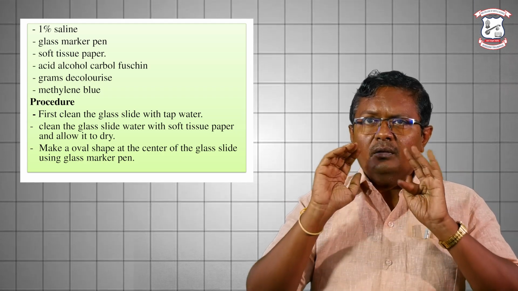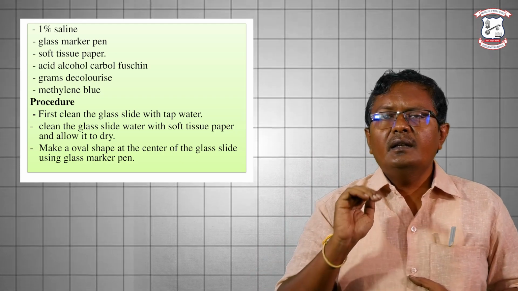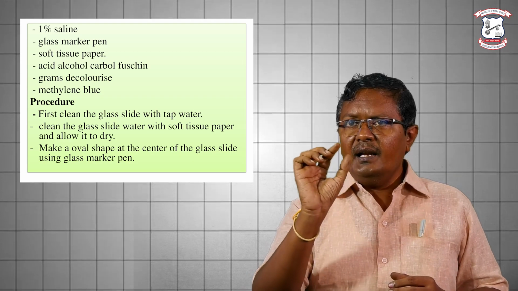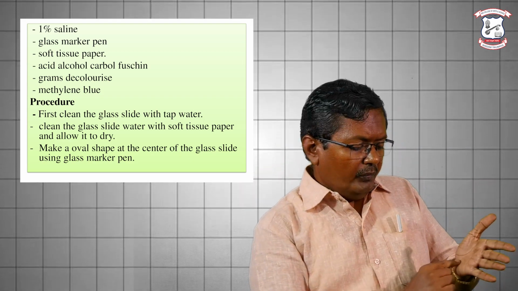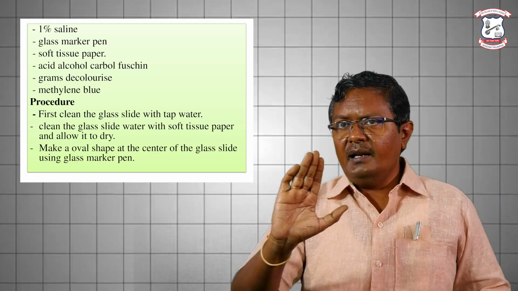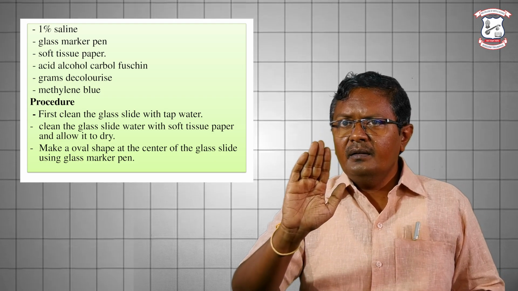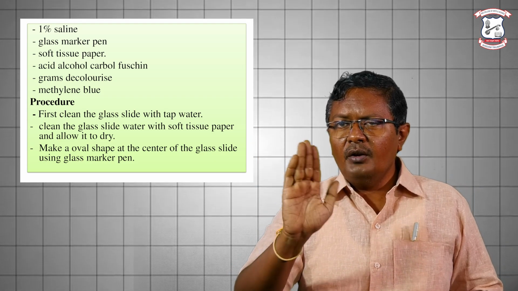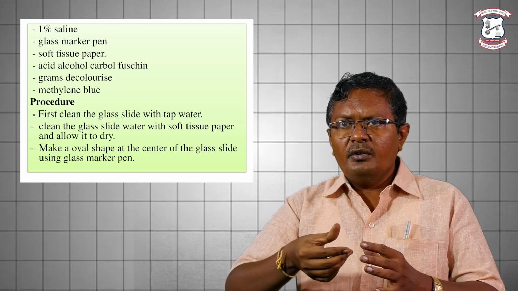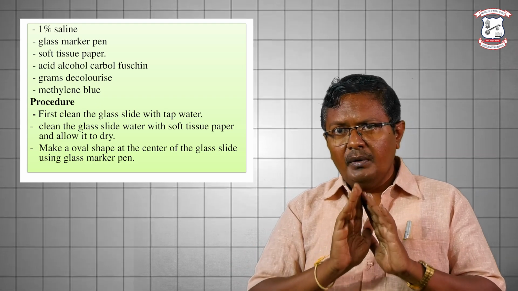So let me explain the procedure, how we are going to do this technique. First, clean the glass slide with tap water. The glass slide is a small rectangle of glass. Then clean the glass slide with soft tissue paper and allow it to dry. Take a soft tissue paper and wipe the slide which has water droplets on it, so it becomes dry.